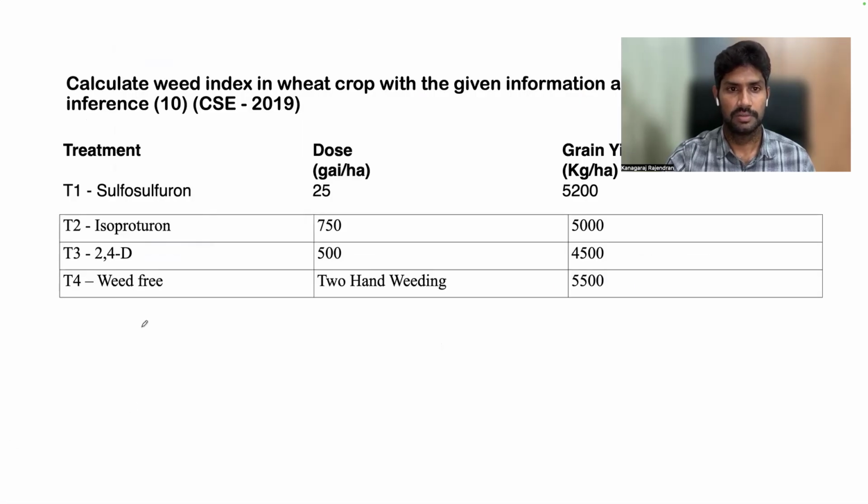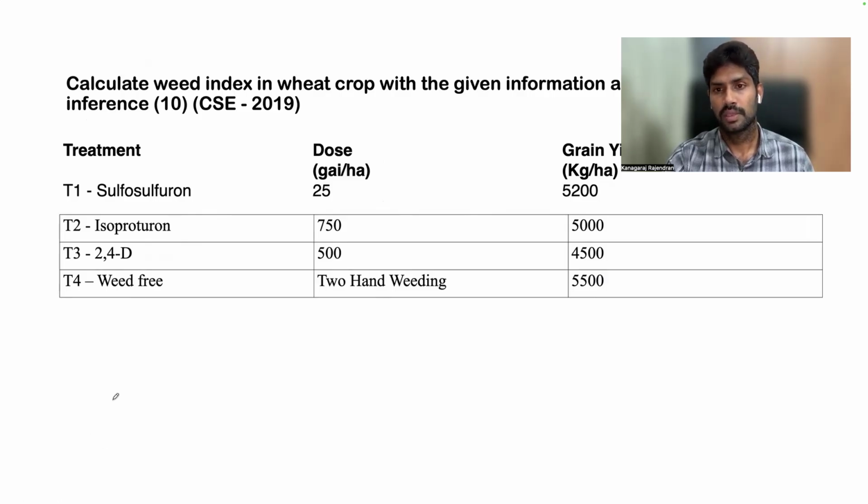So the first calculation, in 2019, the 10-mark question: calculate the weed index in wheat crop with the given information and draw inference. Here they have given 4 treatments: sulfosulfuron, isoproturon, 2,4-D and the weed-free condition, so it's hand weeding. And they have given the grain yield and the dosage. Here, we have to apply the formula. It's not very complex mathematics.